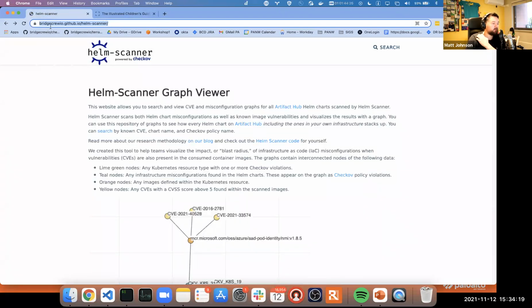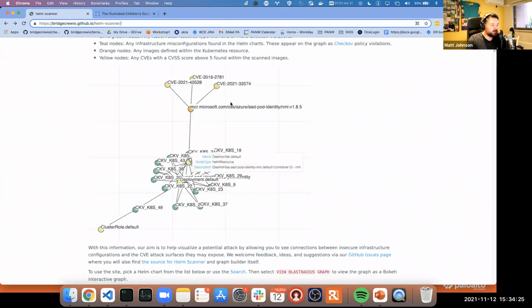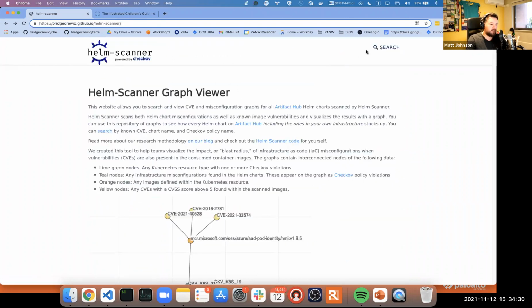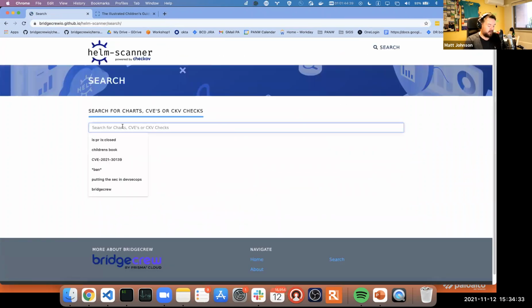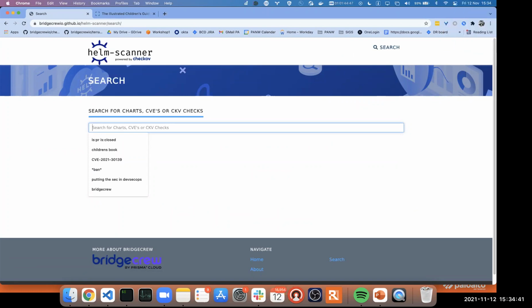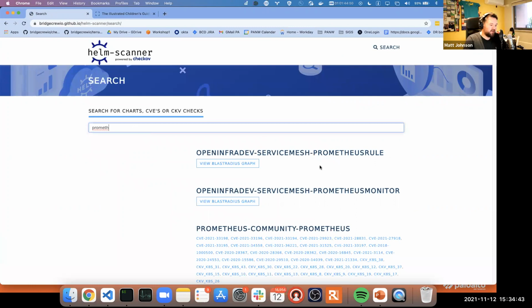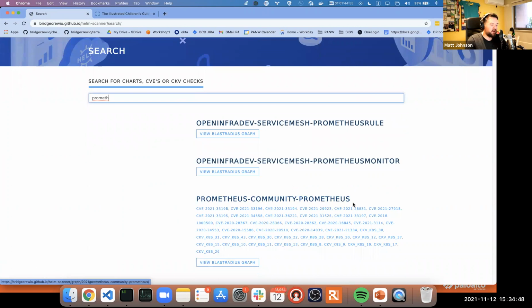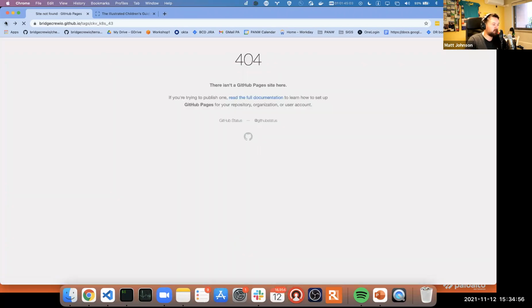Here we go. So bridgecrew.github.io/helmscanner. What we've basically done is build a bit of a website, and you can search for every Helm chart up here. So I'm going to go and find one for, I don't know, someone name me a Helm chart. Prometheus. There we go. So we'll find a load of Prometheus stuff. And for each Helm chart, you can also search via CVE, or you can search via an individual Checkov rule if you care about that.